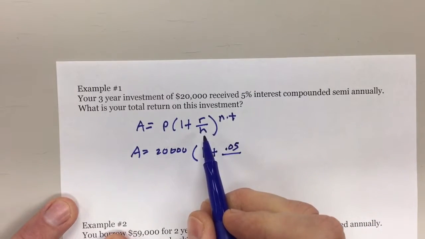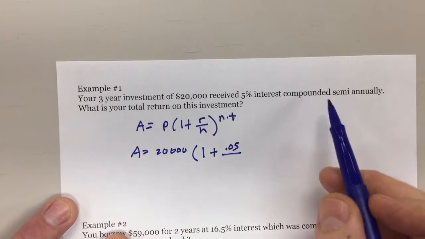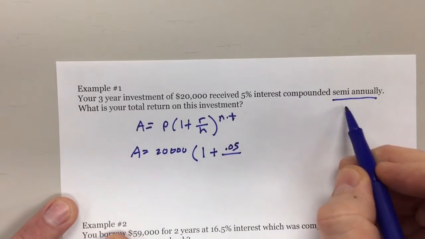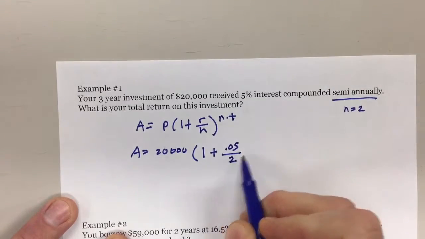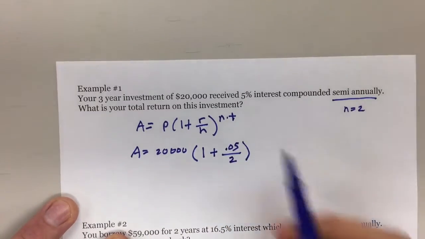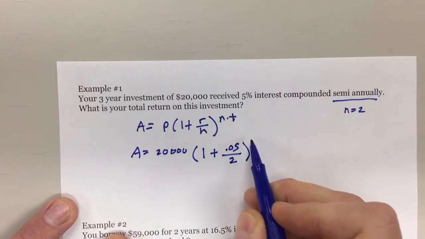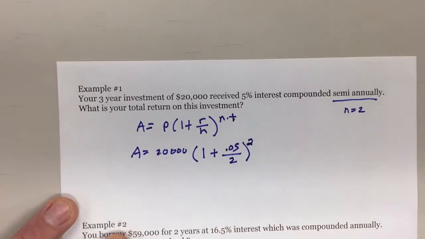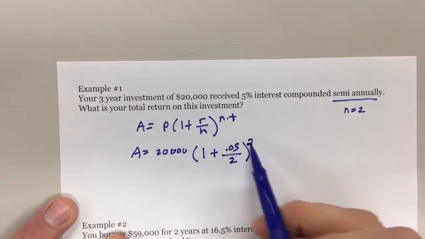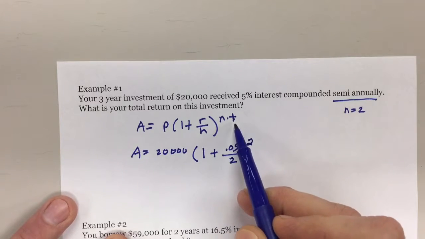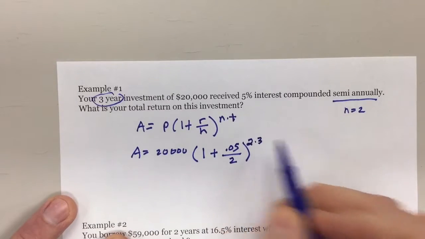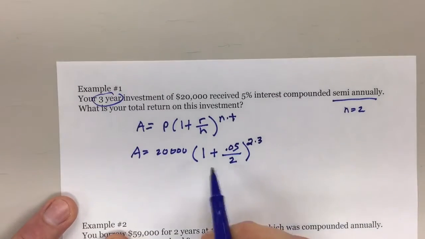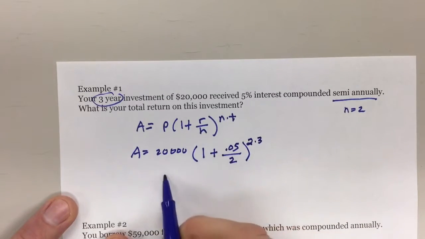N stands for the number of compoundings a year. The problem said semi-annually, so that means that N is 2, because it's going to happen twice a year. And then I'm going to use that 2 again up in the power, because there's another N right there, so N is 2. And then the T stands for years, and it's a 3-year investment, so that's the 3. So the first thing I would do is the inside of the parentheses.